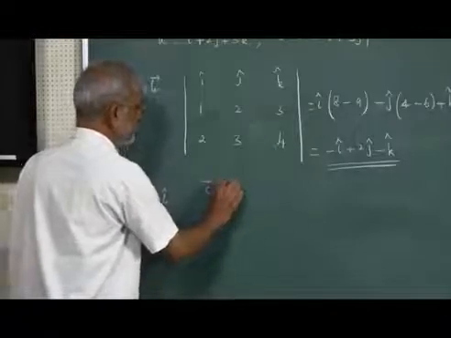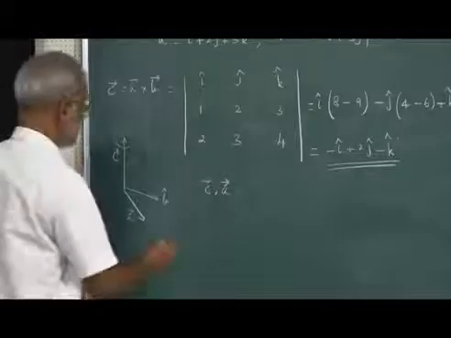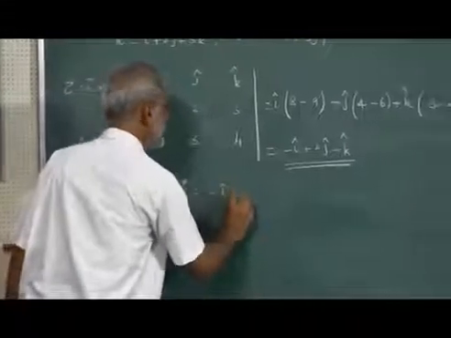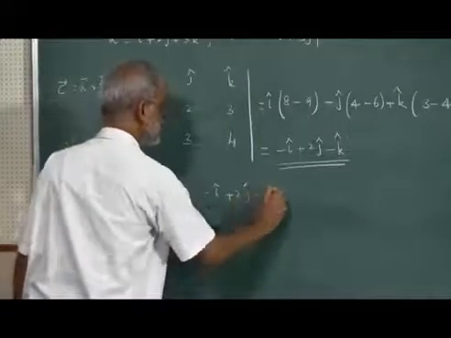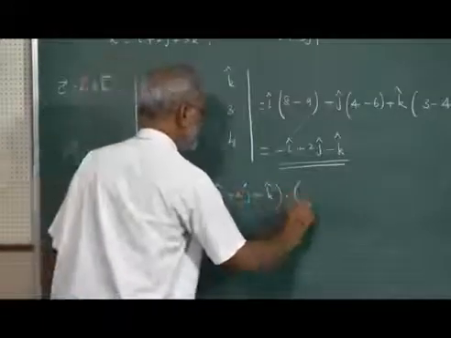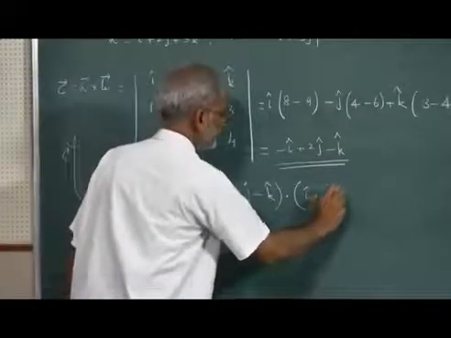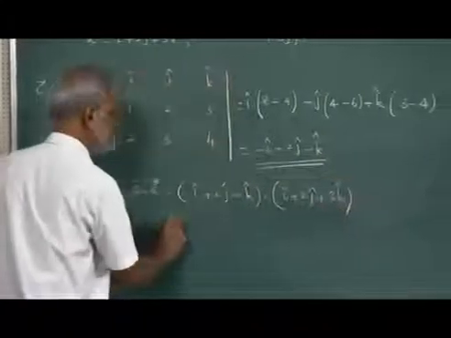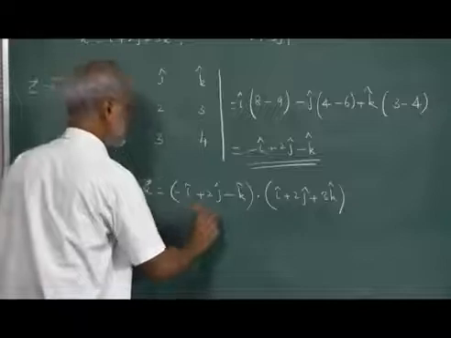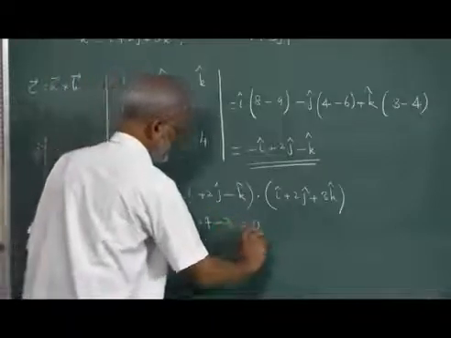When two vectors are perpendicular, the dot product should vanish, is it right? Let us check up. Minus i plus 2j minus k dotted with A, so i plus 2j plus 3k. So this will be minus 1 plus 4 minus 3, it is 0.